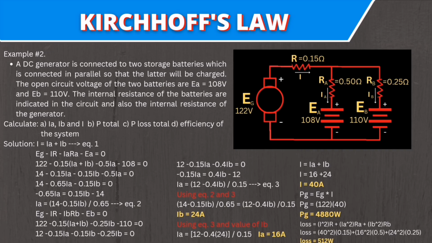And for the efficiency we have, efficiency is equal to P sub g minus loss all over P sub g times 100%. Using the values we have, efficiency is equal to 4,880 minus 512 all over 4,880 times 100%. That will result in 89.5%.